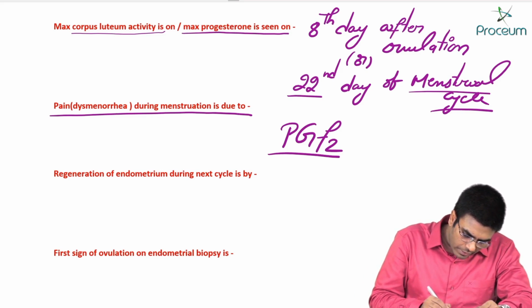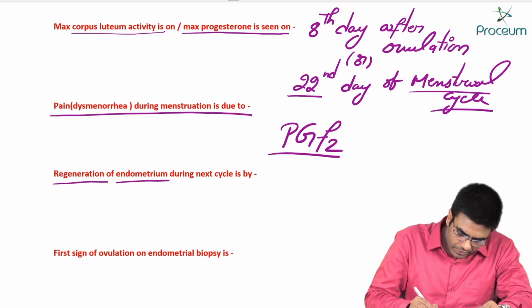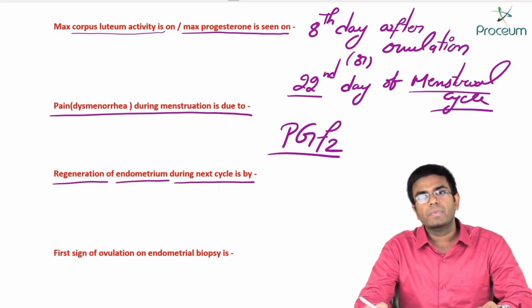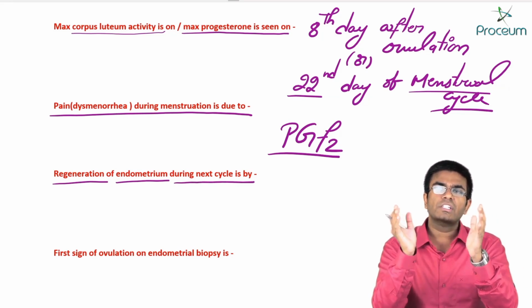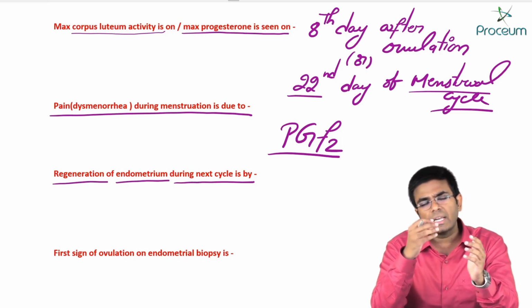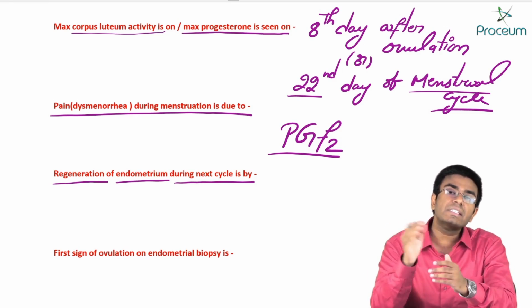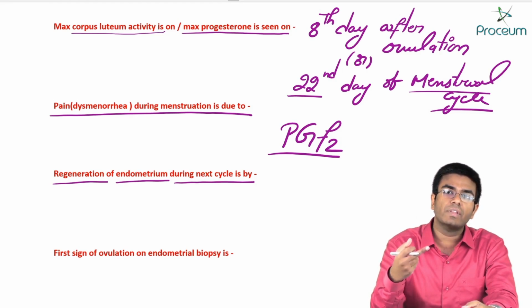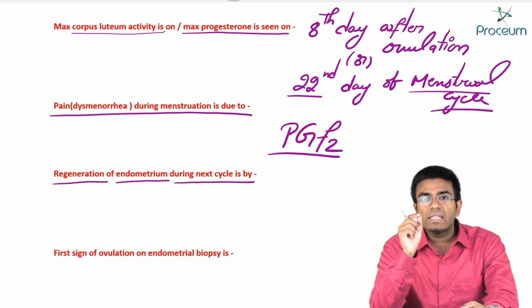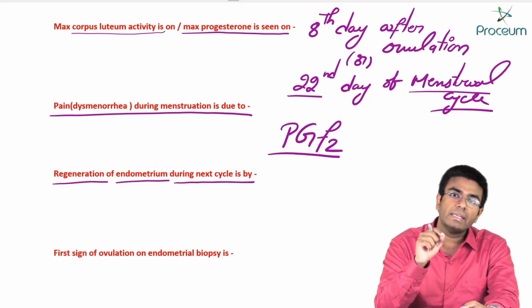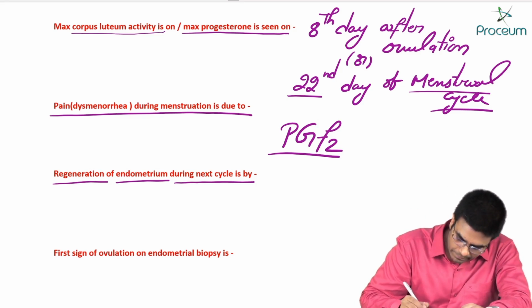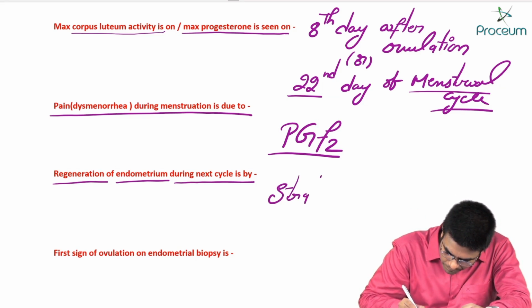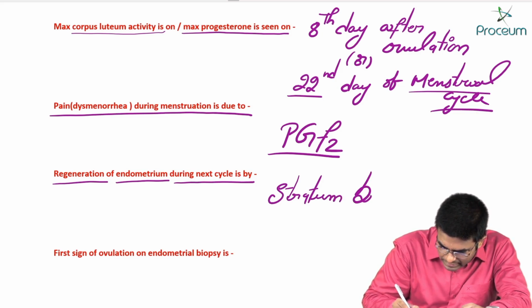Now, regeneration of endometrium during the next cycle. We know that a female will have these menstrual cycles every month. So every month she is going to shed her endometrium, and that endometrium will be expelled out, and in the next cycle again there is regeneration of the endometrium. Now this regeneration is because of which layer of endometrium? It is stratum basalis.